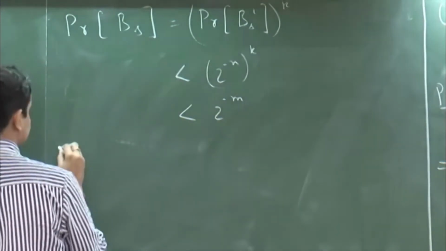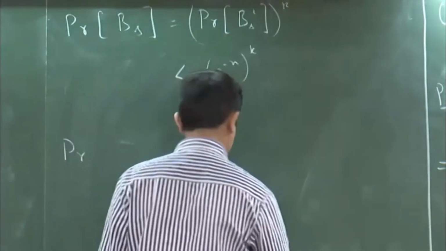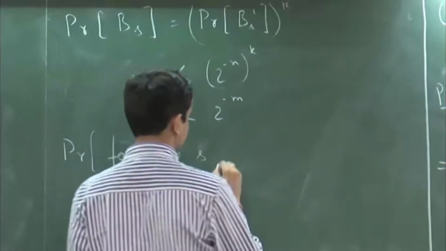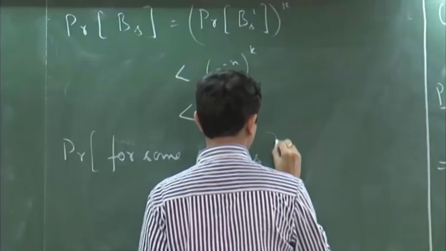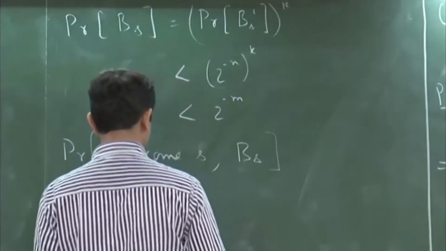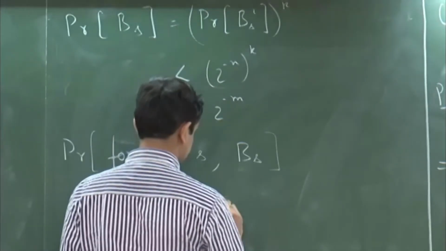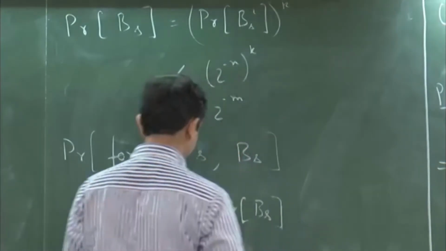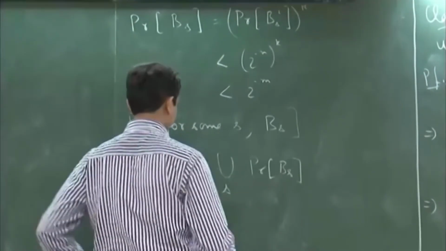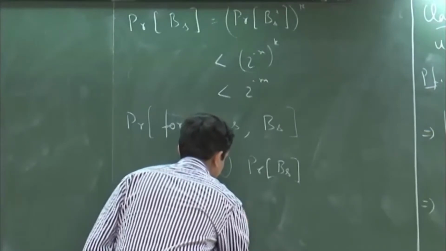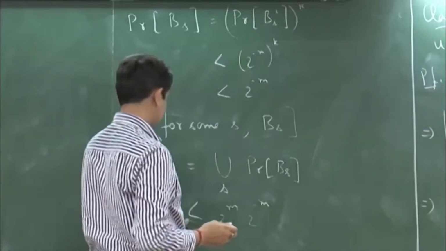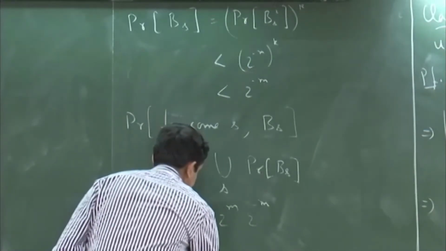Okay, so now we can write this as the probability that for some S, the event B of S happens is less than or equal to the union over all S of the probability of B of S, and by the union bound we have this as, no, actually this is equal, but this is less than or equal to. So how many S's can we have? 2 to the power m, so this is less than 2 to the power m times 2 to the power minus m, strictly less than, and this is less than 1.